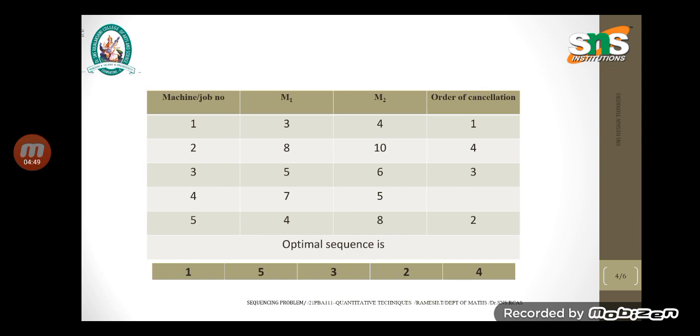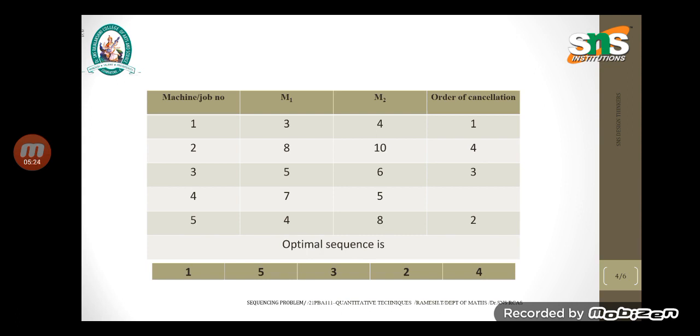What is total elapsed time? The time between all the workings, that is 0 to 36. Total elapsed time is 36. What is the idle time of machine 1? Machine 1 is running up to 27 hours, but the total elapsed time is 36. So 36 minus 27 is equal to 9 hours. What is the idle time of machine 2? Once machine 1 completes its job, then M2 will start. Up to that level, M2 will be idle. Therefore, the idle time of M2 is 3 hours.